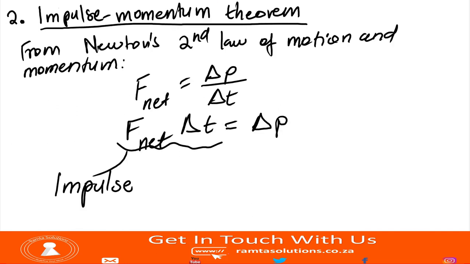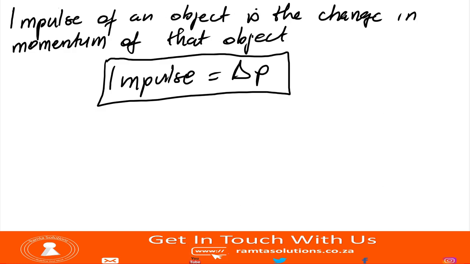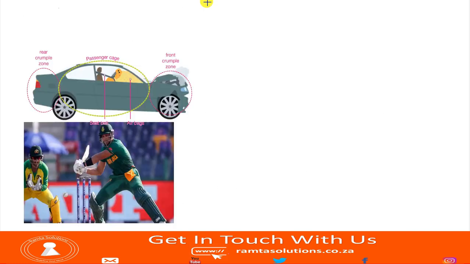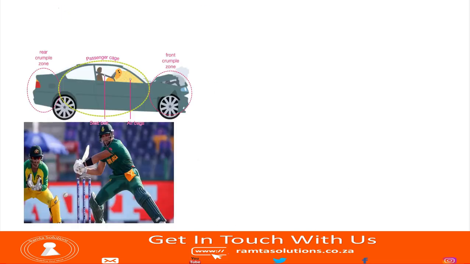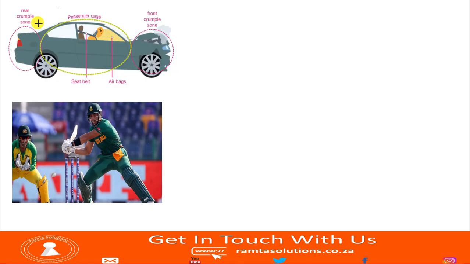Now, I'm going to show you something. So we said the safety designs of these items I just mentioned are built in a way that they ensure that the collision takes longer. By taking longer, the net force or the force of impact will be reduced. So let's look at these pictures. I'm going to explain a few things on them.